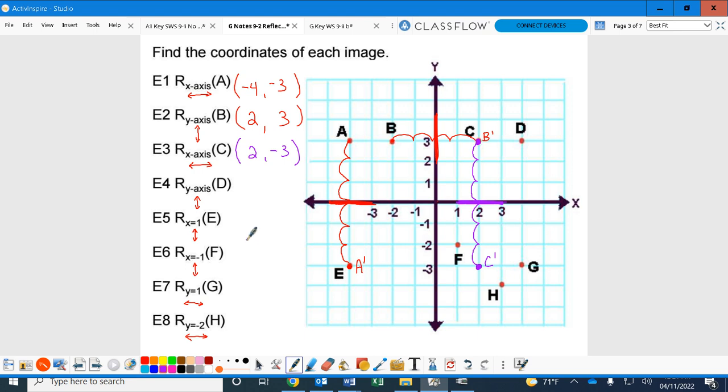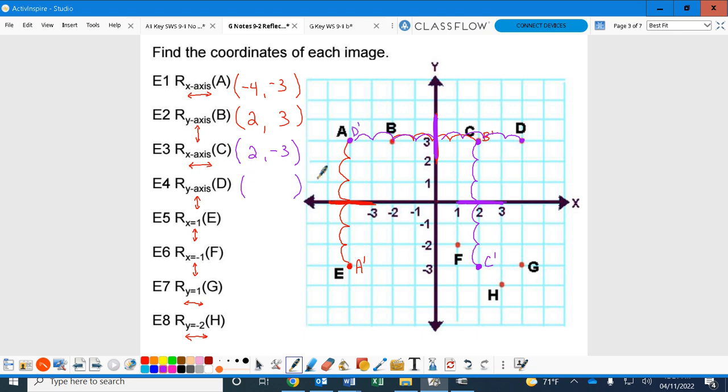Okay, let's do D now. D is now going to reflect across the y-axis, which goes straight up and down, right here. How far away from that axis is point D? 4. 1, 2, 3. Yes, 4. And then I got to go 4 the other direction. So 1, 2, 3, 4. It actually ends up right on top of point A. And that's going to be called D prime.